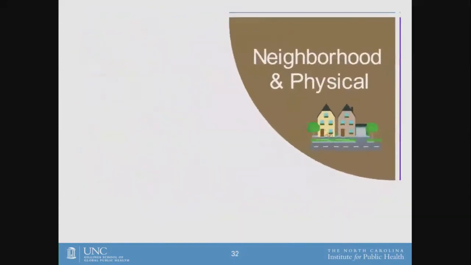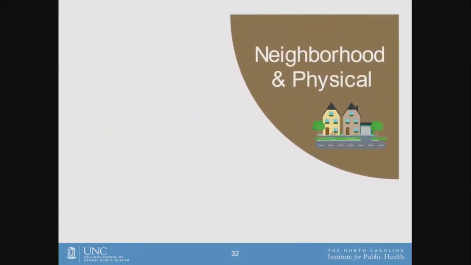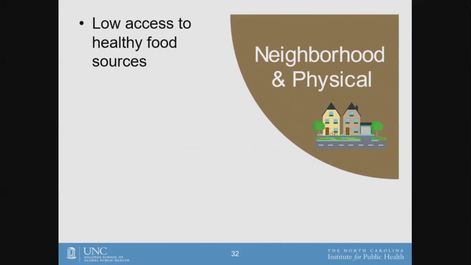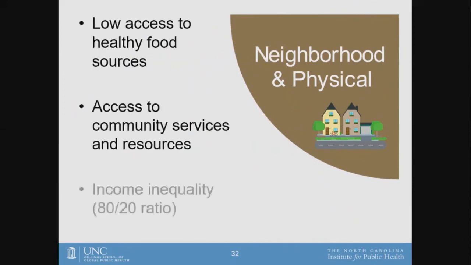The next domain I want to run through real quick is neighborhood and physical. For this one, we selected 3 indicators: low access to healthy foods, access to community services and resources, and income inequality measured by the 80-20 ratio.